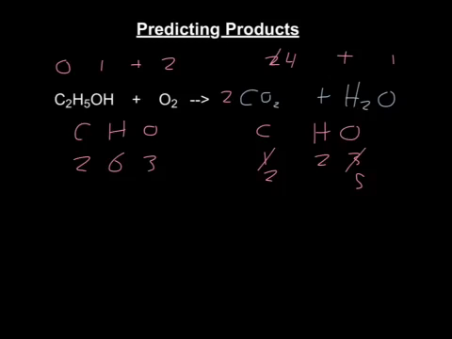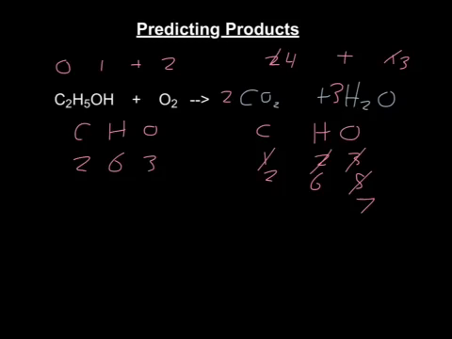Any number that I put in front of H2O is going to be multiplied by 2. So if I have a 3 in front of the H2O, 3 times 2, 6 hydrogens. 3 times 1, we're going to have 3 oxygens over here, added to the 4 we have from the CO2, now we have 7 oxygens.